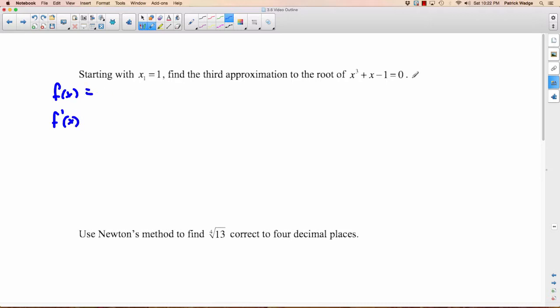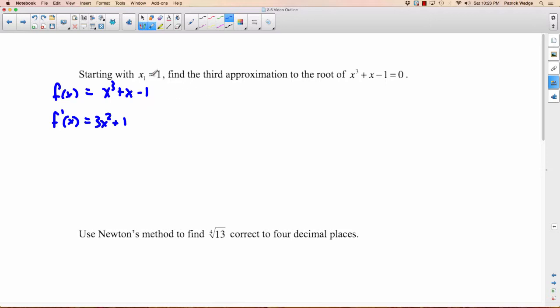So f of x is just the bit that's equal to 0. It's x cubed plus x minus 1. F prime of x is just the derivative of this. Well, this is an easy one to take the derivative of. Power rule, 3 comes down, 3x squared. Power rule, 1 comes down, you just get plus 1. This is a constant, so it equals 0. I don't have to write anything down at all.